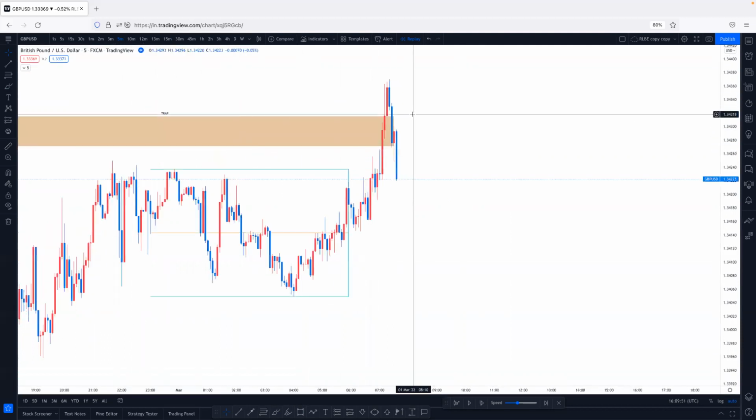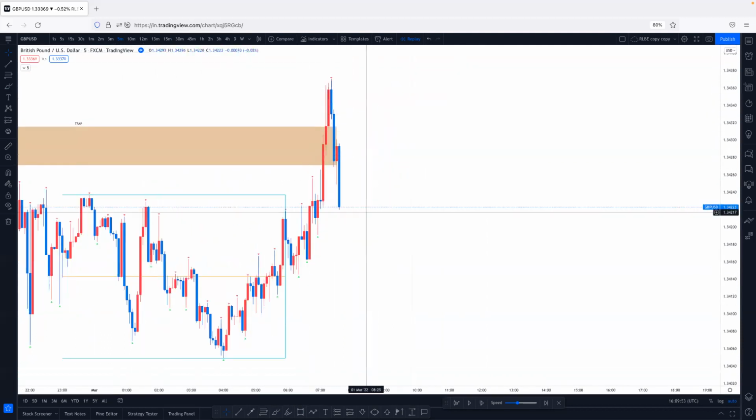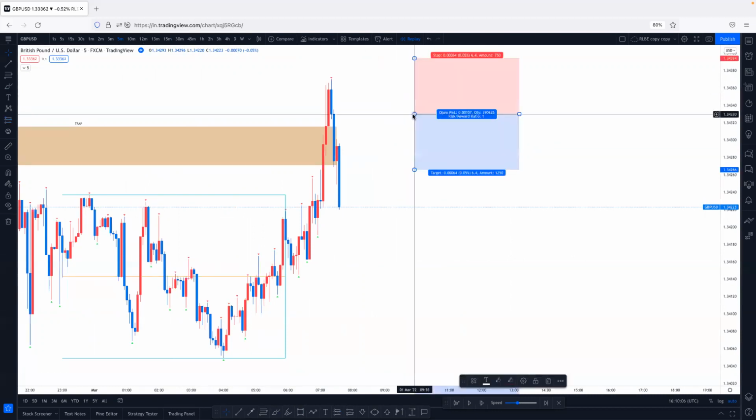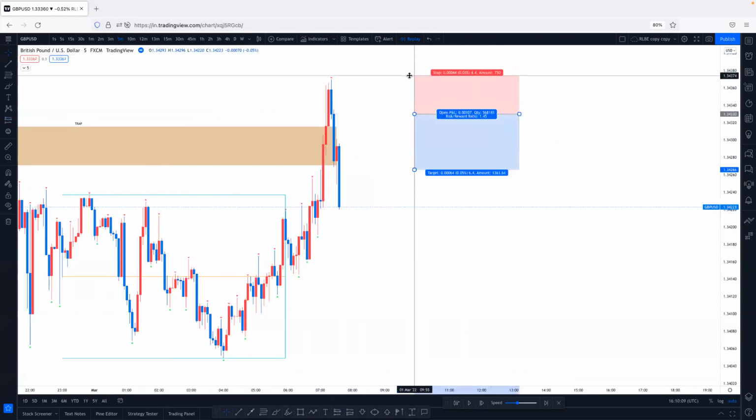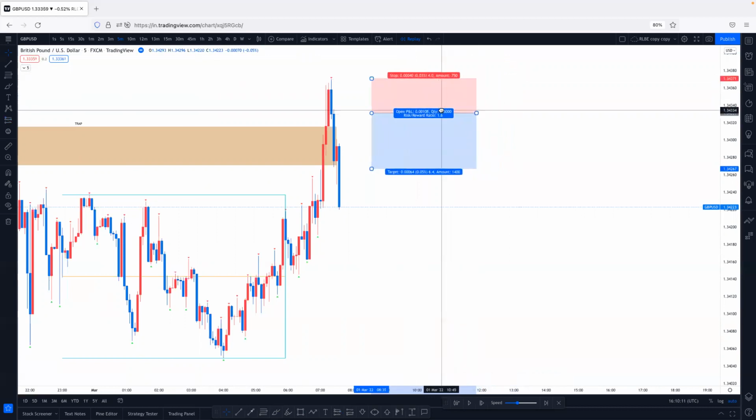What I do teach as well is exactly how to draw your POI. I don't want to get into that as well because that is very, very quality sort of information to understand and have, and I don't want to give that information out for free on YouTube. But let's just basically put a pending limit here, right?